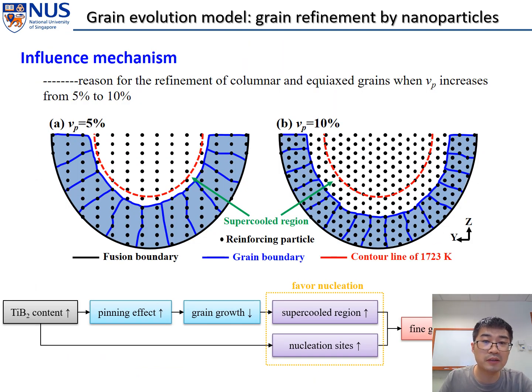So in summary, you can see how the grain refinement works. With the increase of the nanoparticles, the pinning effect will be stronger, so the grain growth will be weaker, and so the supercooled region will be larger. At the same time, the nanoparticles will increase the nucleation sites, so that finally the grain will become smaller, will be refined.